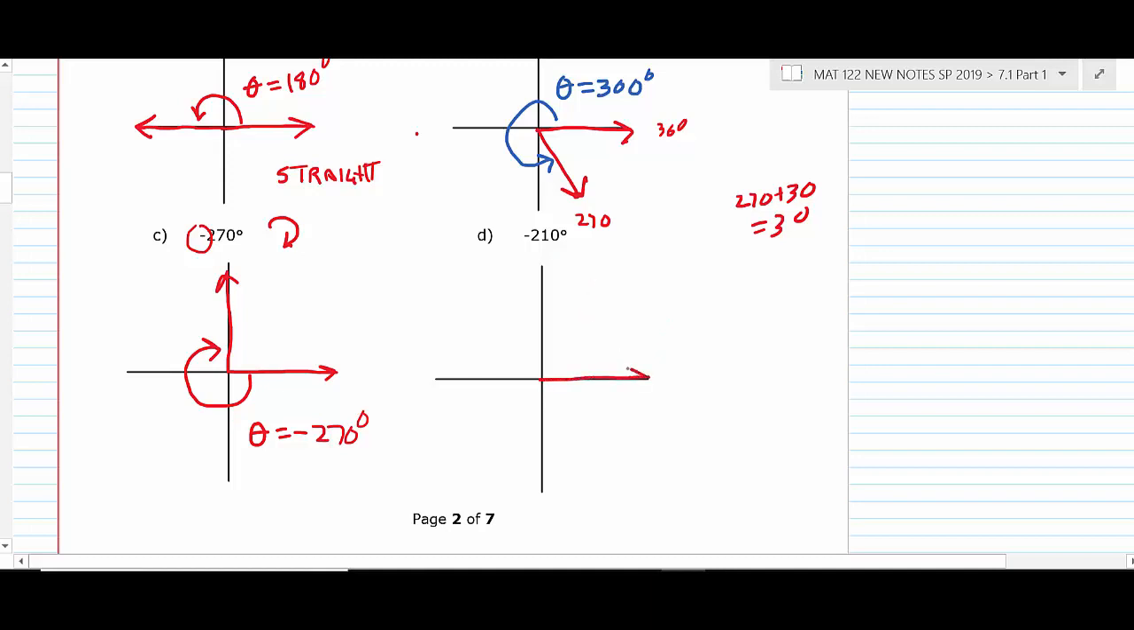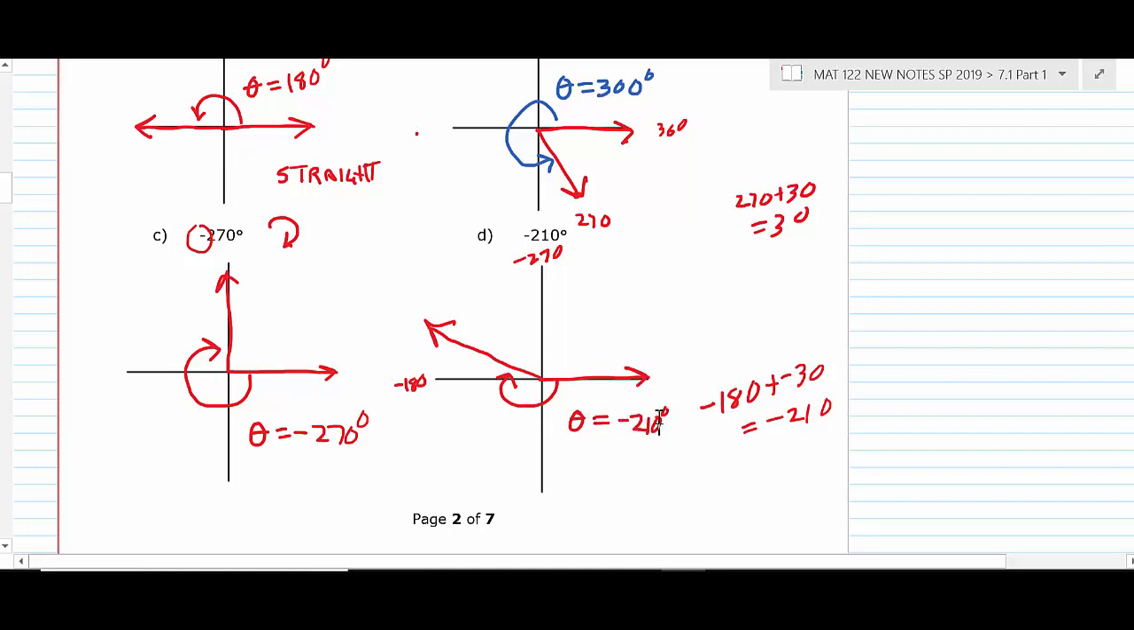Okay, and the last one's negative 210. So we start here, count it out. Again, this is negative 90, negative 180. This is negative 270. So really, if you think about it, negative 180 plus negative 30 is negative 210. So you go halfway around the circle and then 30 more just to estimate, and then do your clockwise arrow, and then theta is labeled as negative 210 degrees.